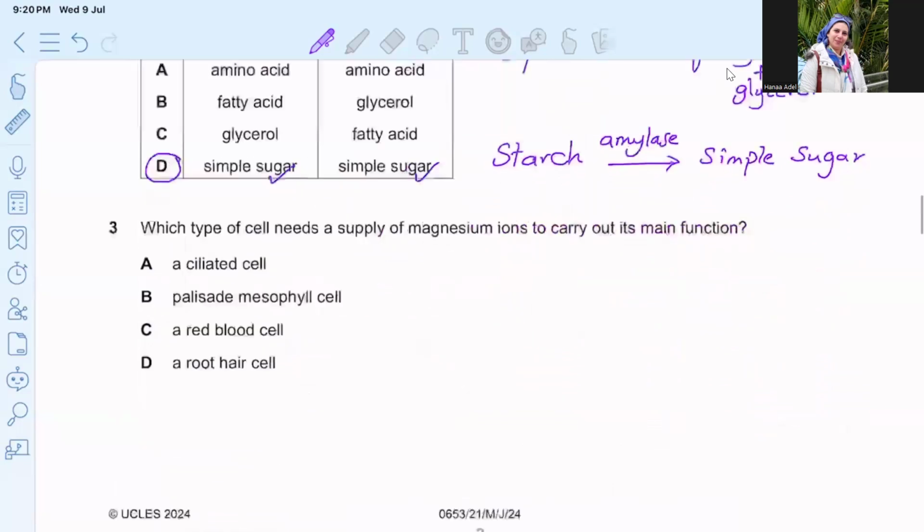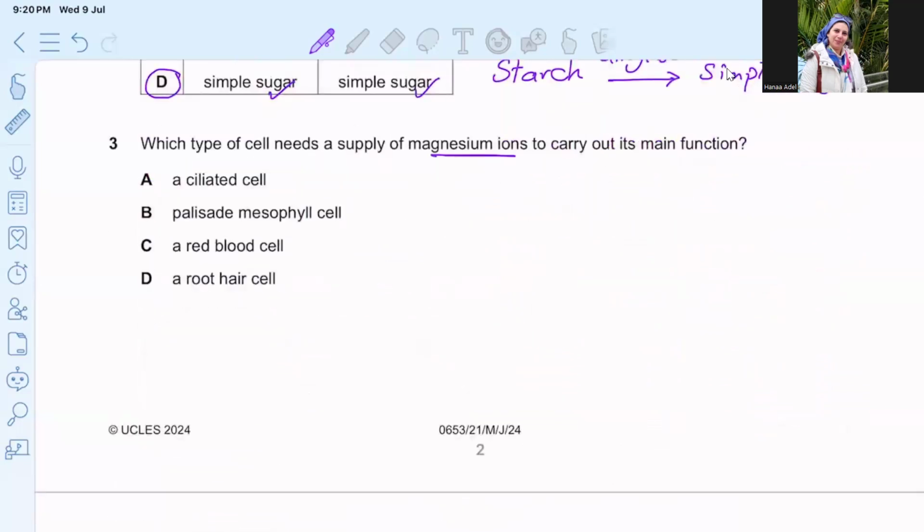Question 3. Which type of cell needs a supply of magnesium ion to carry out its main function? Where can we find magnesium ion? We can find it in the structure of chlorophyll. But where can we find the chlorophyll? We can find it inside the chloroplast. Where can we find the chloroplast? We can find it in palisade mesophyll cell. So the correct answer here is B.